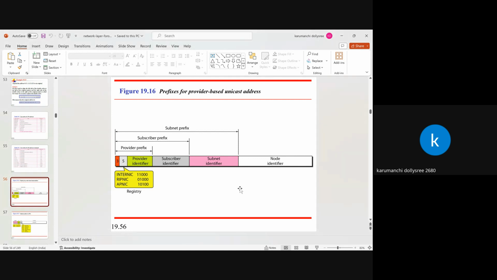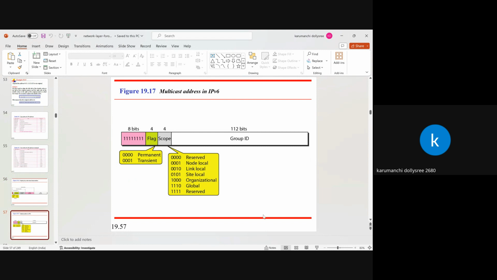So this is about unicast, and the next one is multicast, right? Here we have different fields. If you see the multicast, it is used for a group of hosts instead of only one. Unicast is nothing but we are using it only for a single host, right? Here we use it for a group of hosts. A multicast address will deliver to each member of that particular group, right?